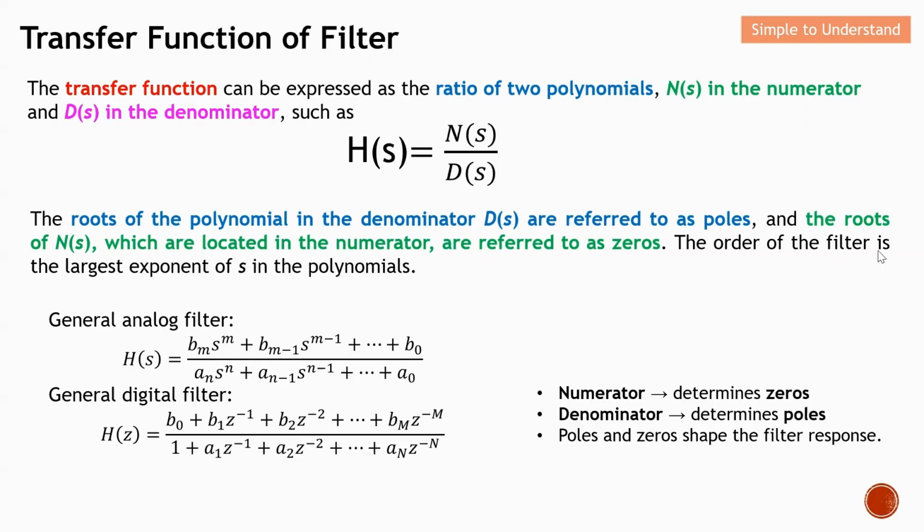The order of the filter is the largest exponent of s in the polynomial. Over here you can see the general analog filter. This is the general digital filter. From here you can see the numbers of the order. Later on I will show you an example. Therefore, the numerator determines the zeros, while the denominator determines the poles. With the poles and zeros, they shape the filter response.